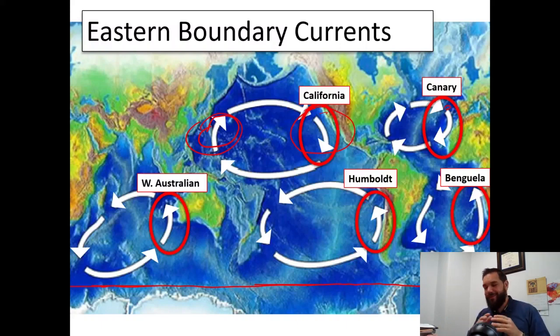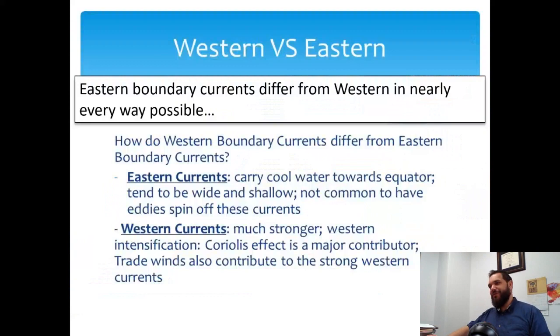And again, in this class I always say, if you don't know why something happens the way it happens, a good guess is always Coriolis effect. So Coriolis effect really affects a lot of things in the oceans.